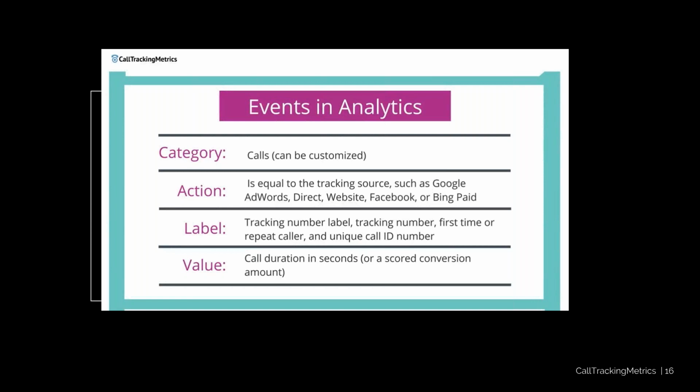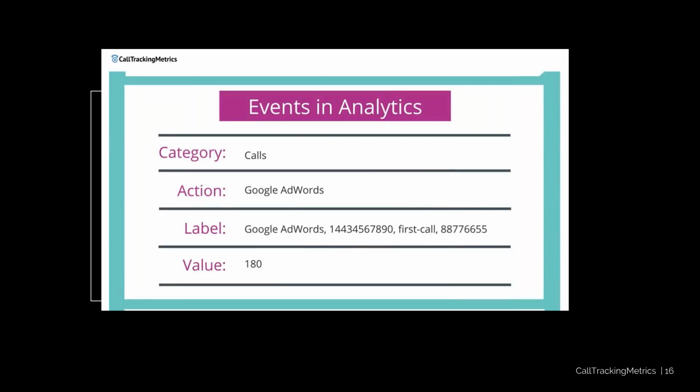Lastly, the unique call identification number. By default, the value refers to seconds of talk time. If you have call conversion events enabled, the value will be the entered conversion amount. Commonly, the category will be calls. The action will always match the tracking source.